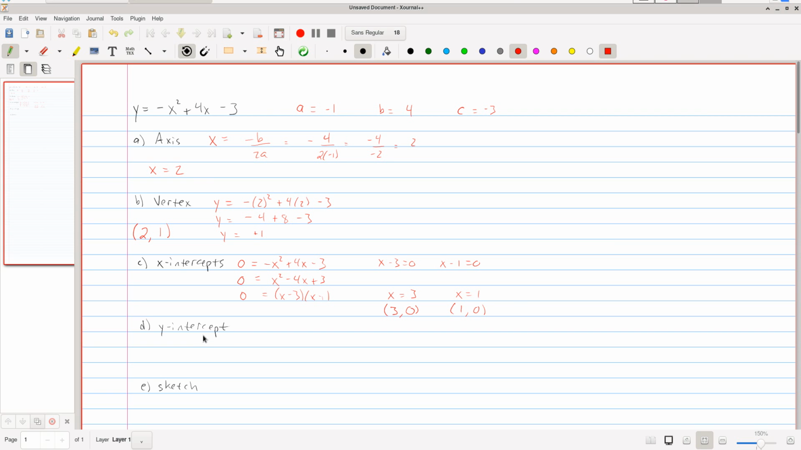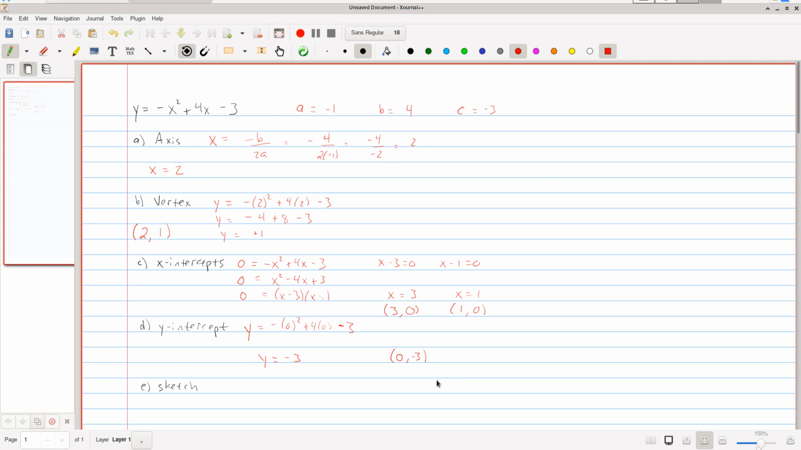To get the y-intercept, we set x equals 0. So we take the original equation, and we plug in 0 for all the x's. So 0 squared plus 4 times 0 minus 3. And if we simplify this, we get y equals negative 3. Now we had set x equal to 0, and we got y equals negative 3.